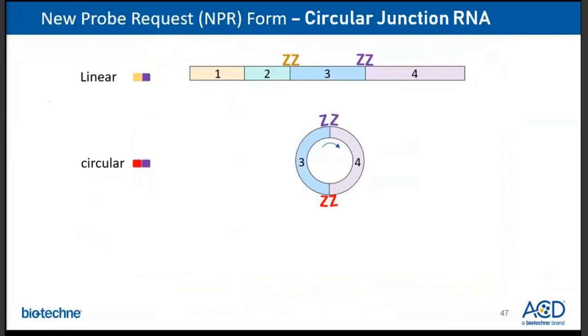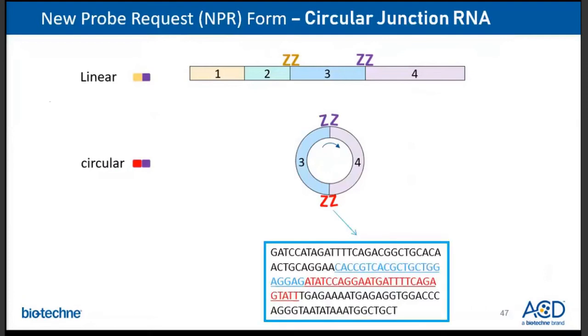So again, here's another example of circular RNA. Junction RNA, it's similar to an exon junction, but it's a circular RNA junction instead. So if you're interested in detecting maybe a circular junction or back splicing, we can do this as well. Here's a linear example detecting the E2, E3, and the E3, E4 as well. But what happens when you have a back splicing of these two transcripts here?